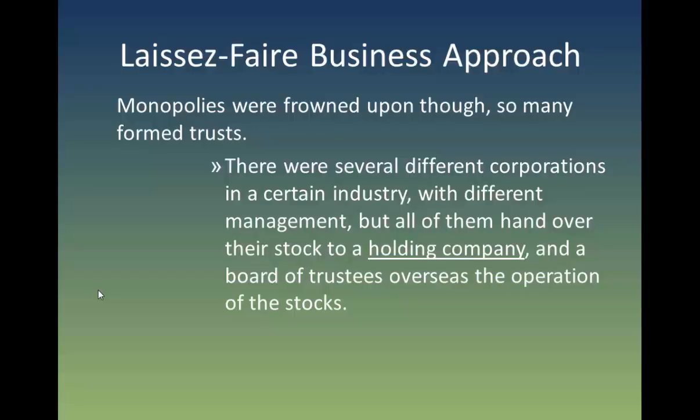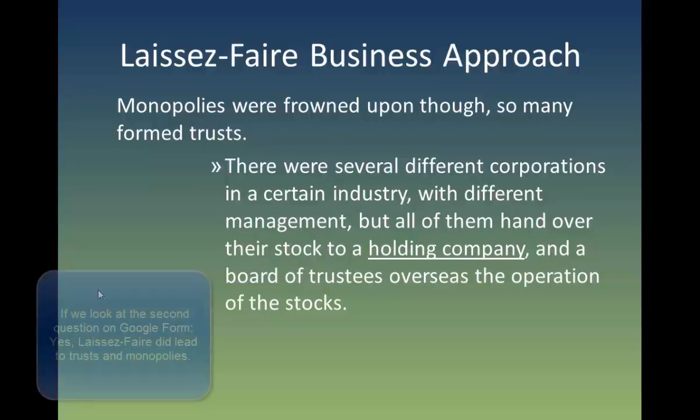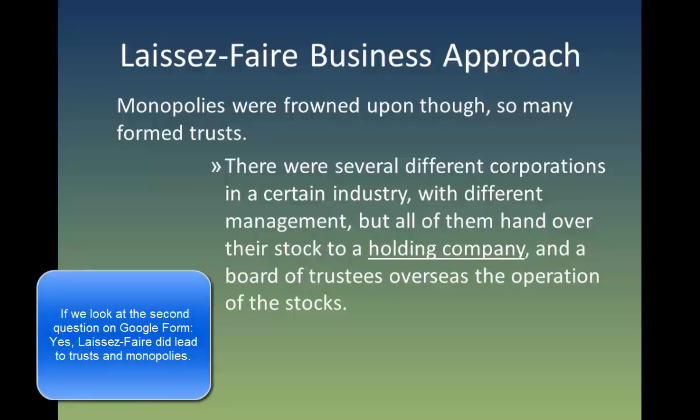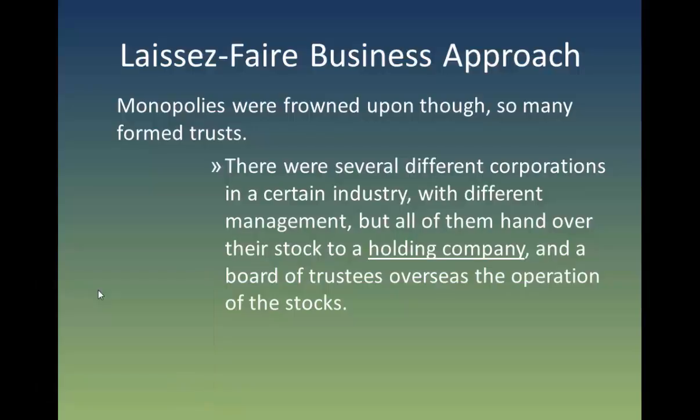If we look directly left, the top left-hand corner box, we looked at monopolies. The other thing that the laissez-faire approach led to was trusts. So you have to write trust in that box. Then we look underneath. Trusts is the first word you need to write in that blank. Trusts were similar to horizontal integration, except businesses have their own management, but they hand their stocks over to a holding company. So trust in the top blank, holding company in the bottom blank. And a board of trustees oversees the operation of the stocks.